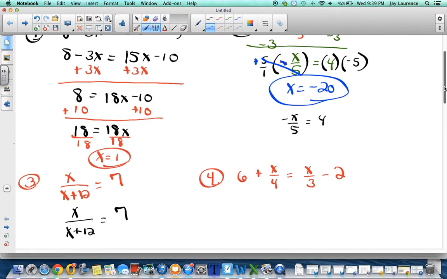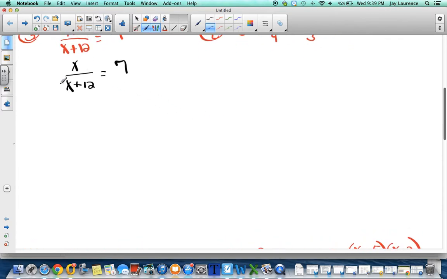Well, what would happen if I got rid of this denominator? Now, I'm not going to get rid of x. I'm not going to get rid of 12. My denominator is x plus 12. So I'm going to multiply. Are you watching this? This is pretty cool stuff. I'm going to multiply both sides by x plus 12. And watch what's going to happen. The right-hand side, you say, hey, that just looks like a distribution problem. And you're right. We're going to get 7x plus 84.